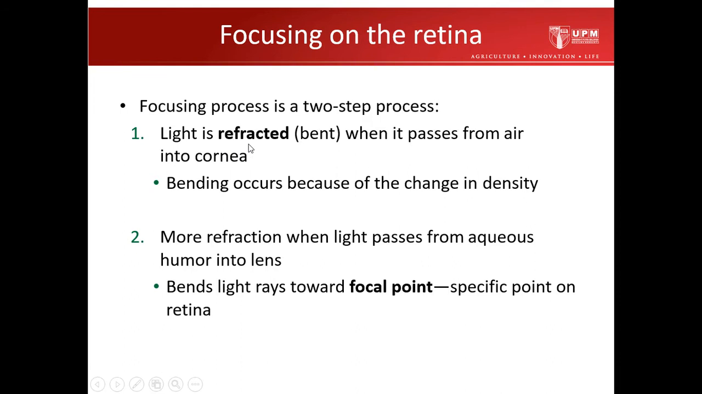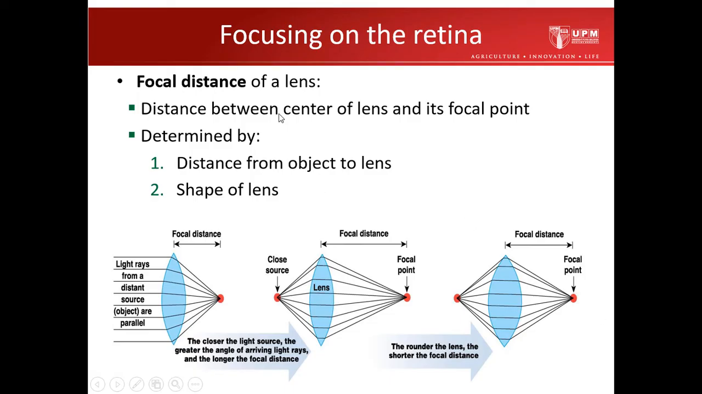Light is refracted, or bent, when it passes from one medium to another medium with a different density. In the human eye, the greatest amount of refraction occurs when light passes from the air into the cornea, which has a density close to water. The lens provides the extra refraction needed to focus the light rays from an object towards a focal point. The distance between the center of the lens and its focal point is known as the focal distance of the lens.